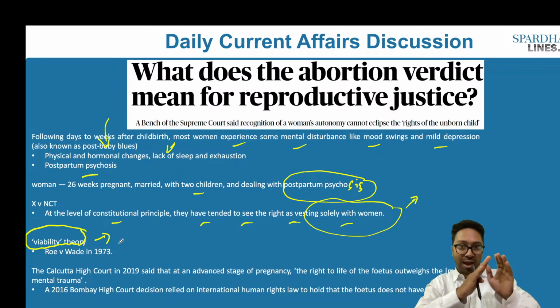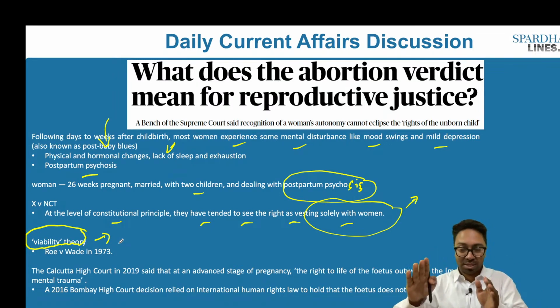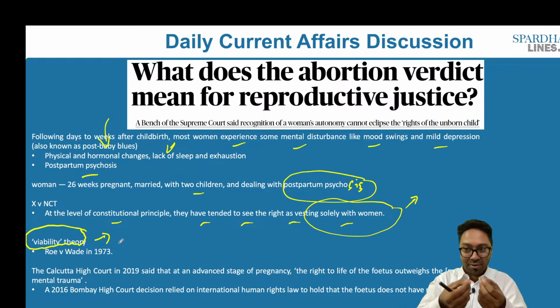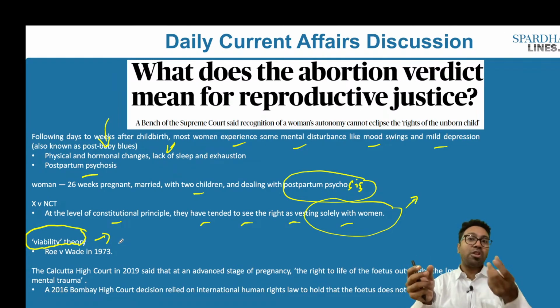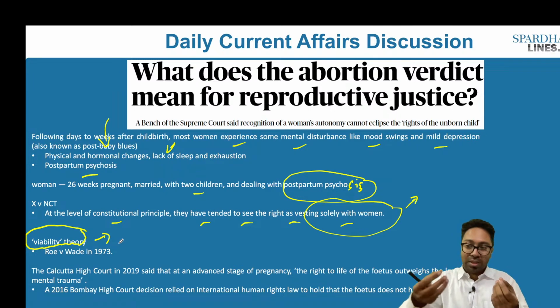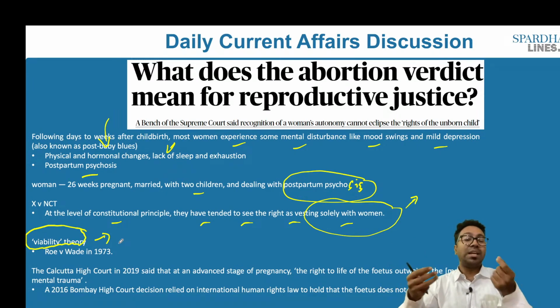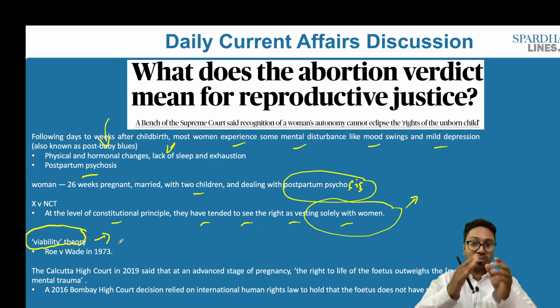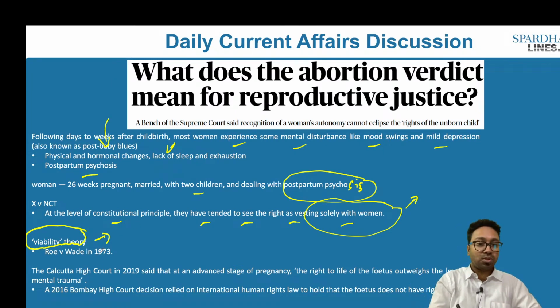In viability theory, after the second trimester or after 6 months of pregnancy, the fetus would be able to live independently without the mother's assistance, and that is what is called the viability theory. So the fetus is viably able to live outside the womb independently without the assistance of the mother, with the help of the doctors and so on. It was because of this viability theory in Roe versus Wade in 1973 that the Supreme Court of the United States of America had also accepted abortion. Whether the fetus is able to live or not was the basis of abortion law.